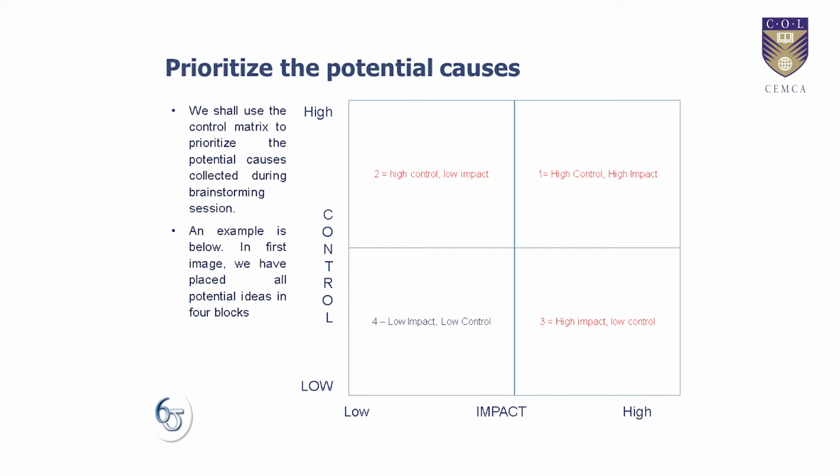So control is on the y-axis, low and high. Impact is on the x-axis, low and high. It is not specific. You can put impact on the y-axis also, and control on the x-axis also. That's not a hard rule. You can put any of them on any axis. So now you will have four quadrants here. The first quadrant, the top right corner, talks about ideas which have a high control and high impact.